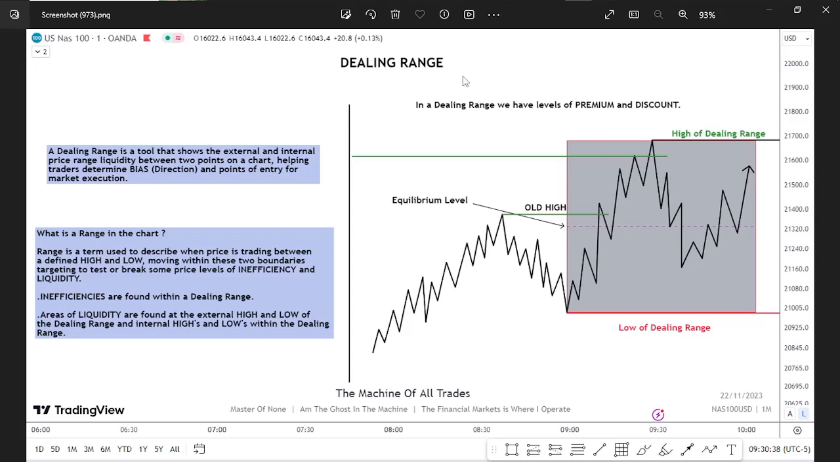But anyway, a dealing range is a tool that shows the external and internal price range liquidity between two points in a chart, helping traders determine buyers' direction and points of entry for market execution.